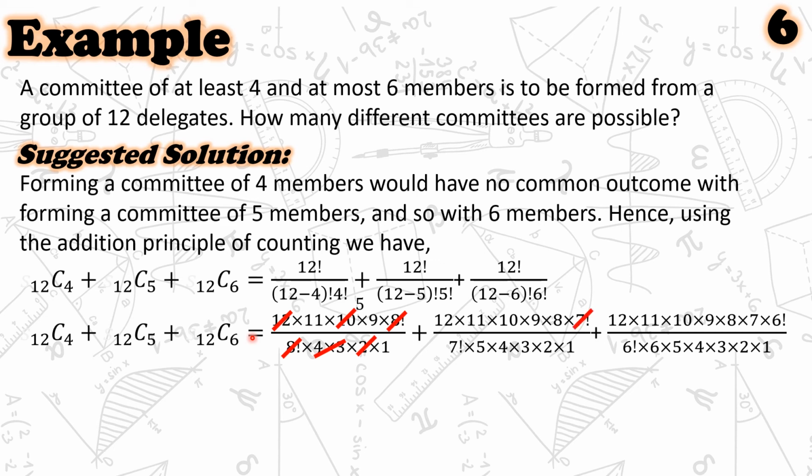In the second addend, we have 7 factorial over 7 factorial, that is 1. 12 over 4 times 3, that is equal to 1. 10 over 5 times 2, that is equal to 1. And then we go to the last addend, 6 factorial over 6 factorial, that is 1. 12 over 4 times 3. Also, we have 10 over 5 times 2, and 9 over 6 is equal to 3 over 2, then 8 over 2 is equal to 4.